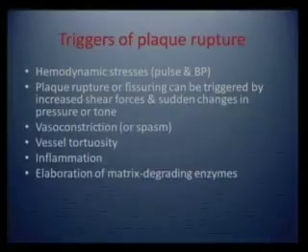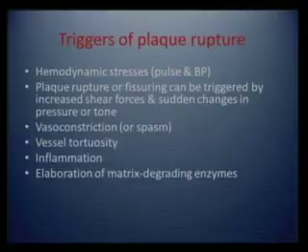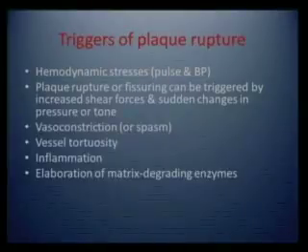So what are the triggers for acute coronary syndrome? There are triggers of plaque rupture. It could be hemodynamic stress, high blood pressure, tachycardia, or sometimes vasoconstriction and inflammation. But plaque rupture or fissuring can be triggered by increased shear forces and sudden change in pressure or tone.